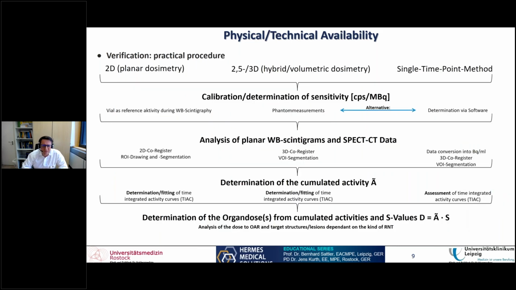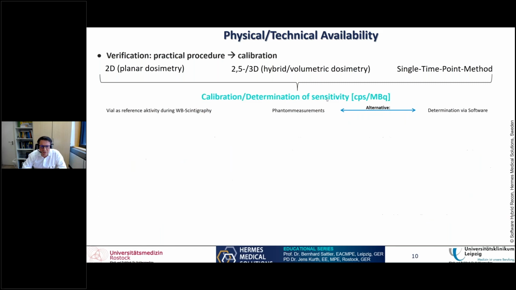Here's actually a graph of how that should work, and we will go through this gradually now, and we have different options. So that will appear several times during the talk. We have several options. We have planar dosimetry, and we have 2.5 or 3D dosimetry. What is meant by 2.5 will be clear later. That is hybrid or volumetric, true volumetric dosimetry. And with consideration of the time points at which we do that, we have a certain development to single time point methods, and that will also be mentioned in all those talks.